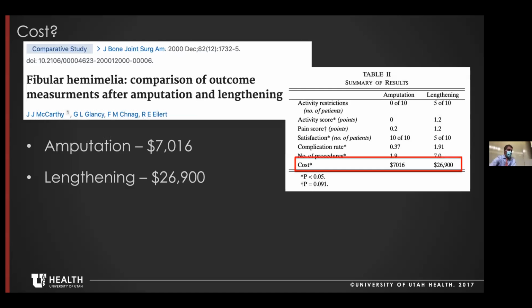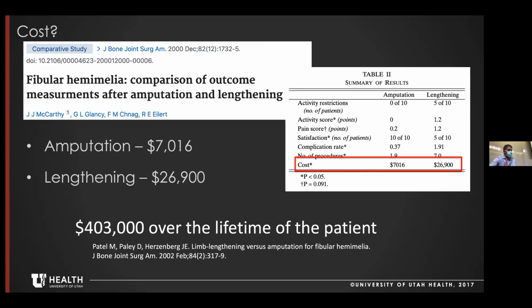Another question is cost. This is the only study to consider this question, and it was back in 2000, so all the dollar values are from the late 90s, early 2000s. They found the cost of treatment for an amputation was about $7,000, and for lengthening was $27,000. But this doesn't include the cost of prosthetics or orthotics, which has been estimated to be around $400,000 over the lifetime of a patient.